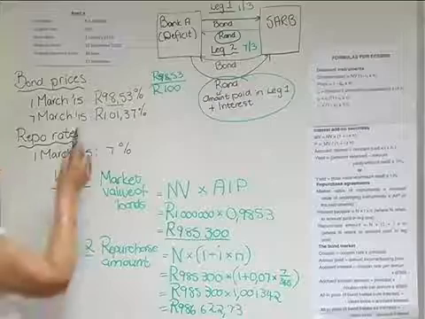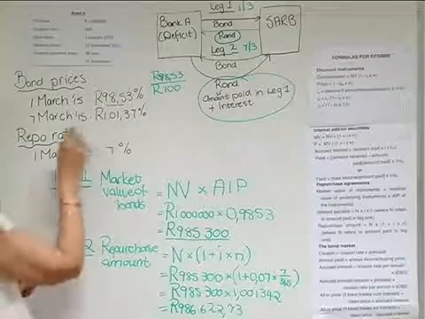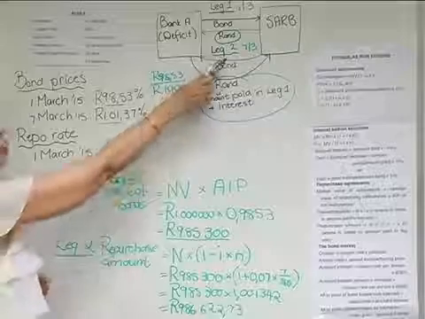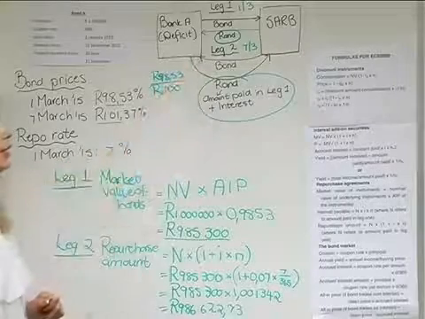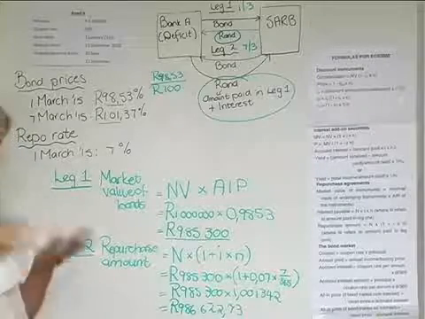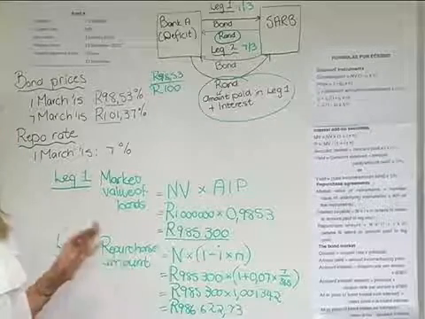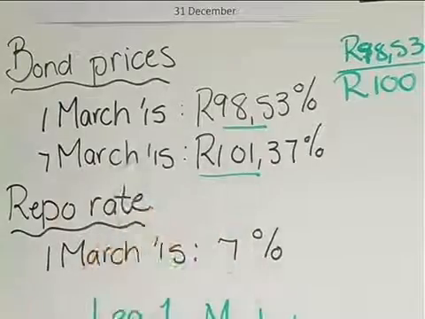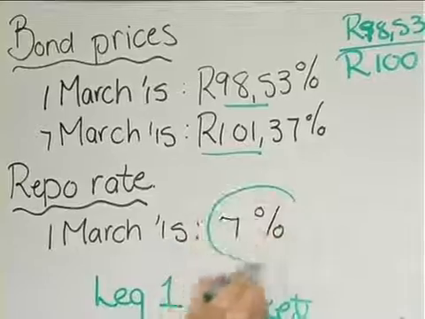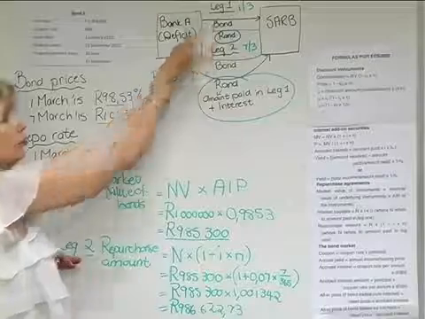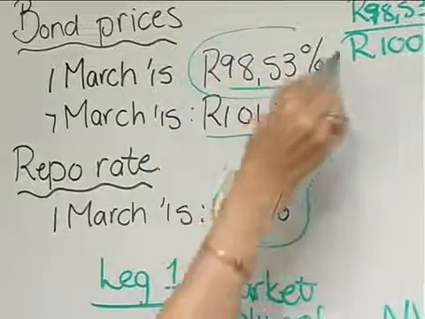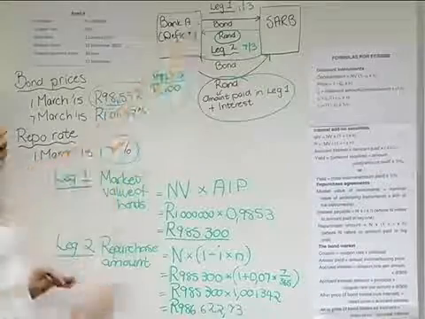You will see that we also gave you the bond price on the 7th of March, in other words, on the day of the second leg. We will always provide that, but you should never use that. Just ignore it. This is just to confuse you. So the only information you will use is the repo rate on the date of the first transaction and the bond price or the instrument price on the date of leg 1.